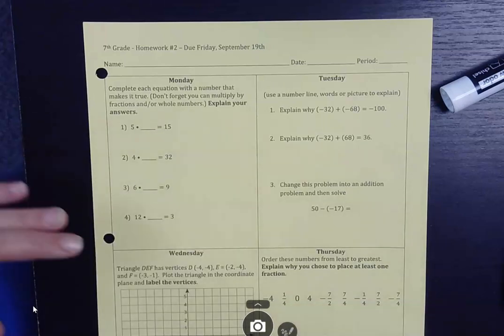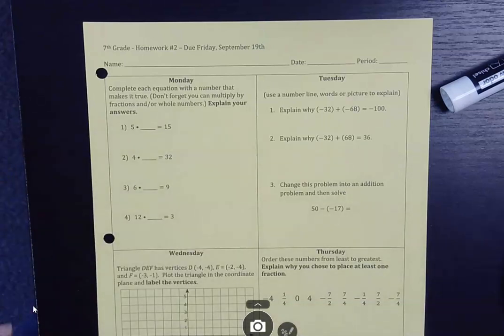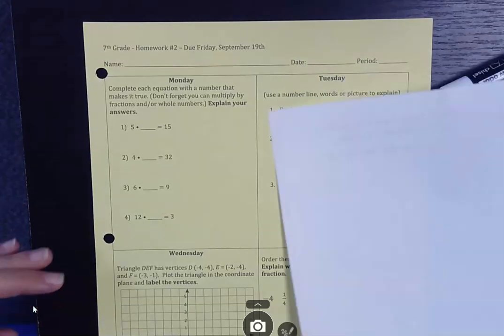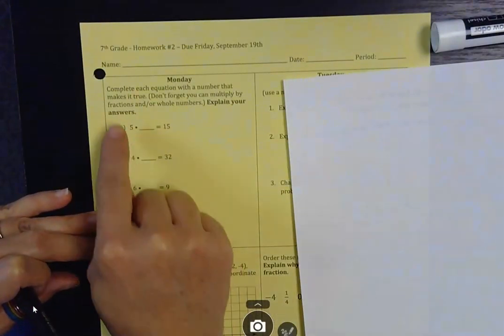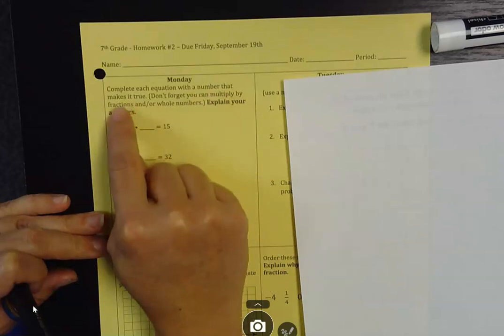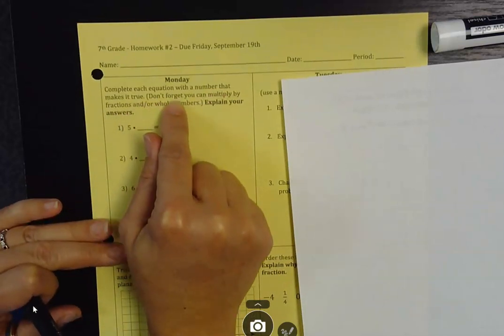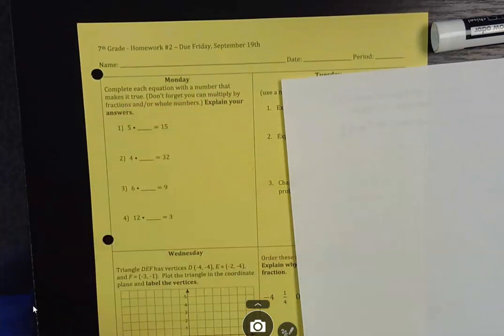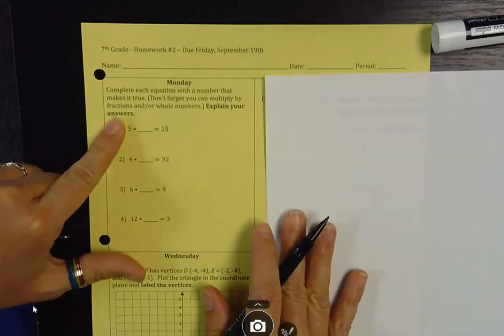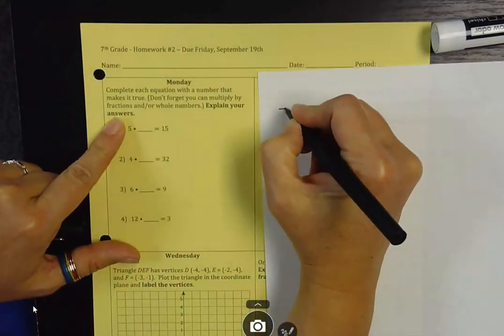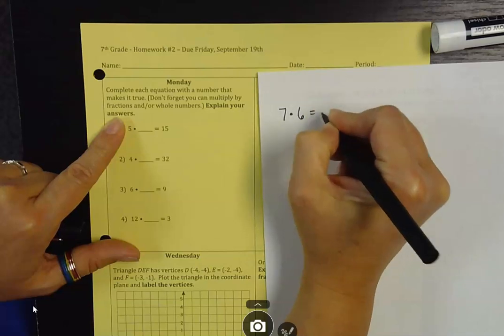Okay, so we're going to get started with our homework for this week. We're going to dive right in. Monday says, complete each equation with a number that makes it true. Don't forget, you can multiply by fractions and or whole numbers. Explain your answers. So I'm going to do a couple examples here.